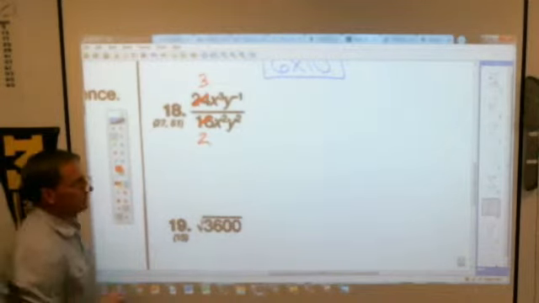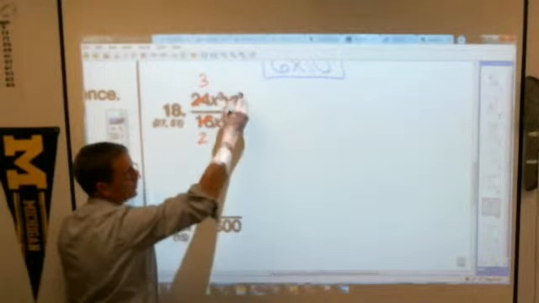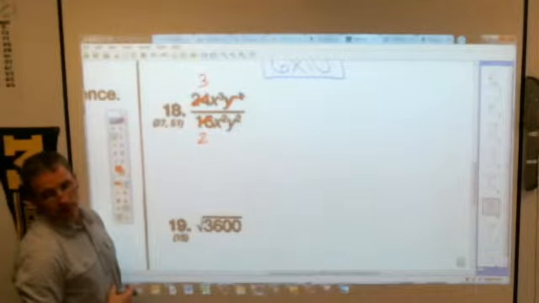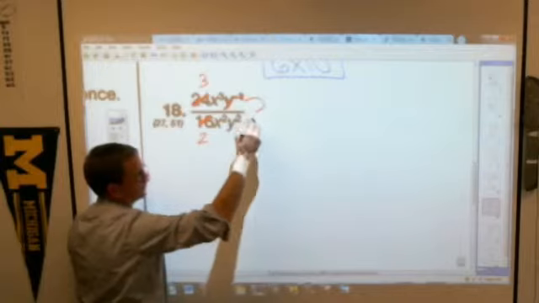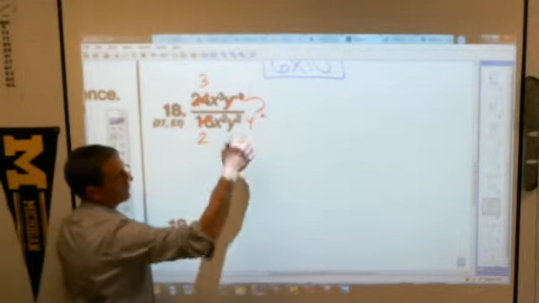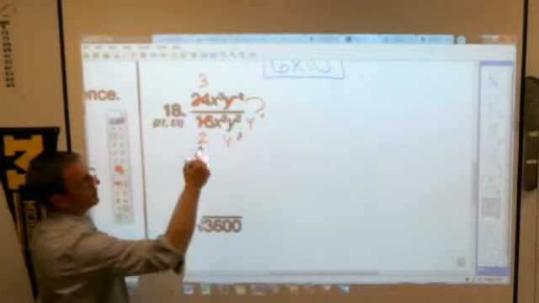Now we don't deal with negative exponents, so I have to do something with this y to the negative 1. What should I do to the y to the negative 1? Zachary? Move it to the bottom. Yeah, move it to the bottom. So when I put a y to the second with a y to the 1 on the bottom, I end up with a y to the 3. No other y's left on top.